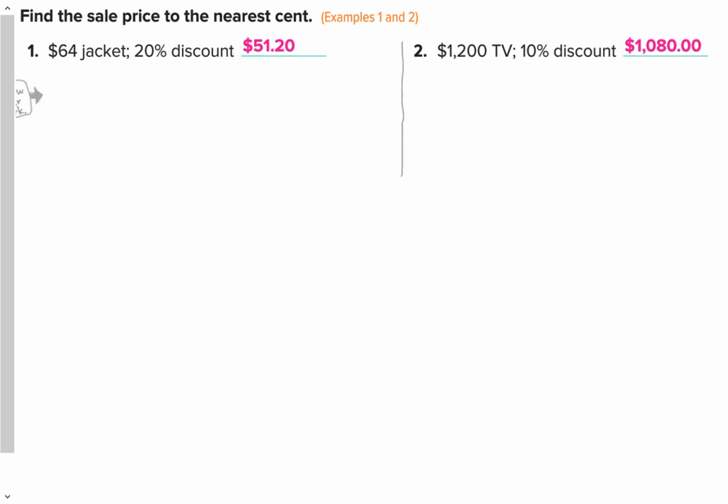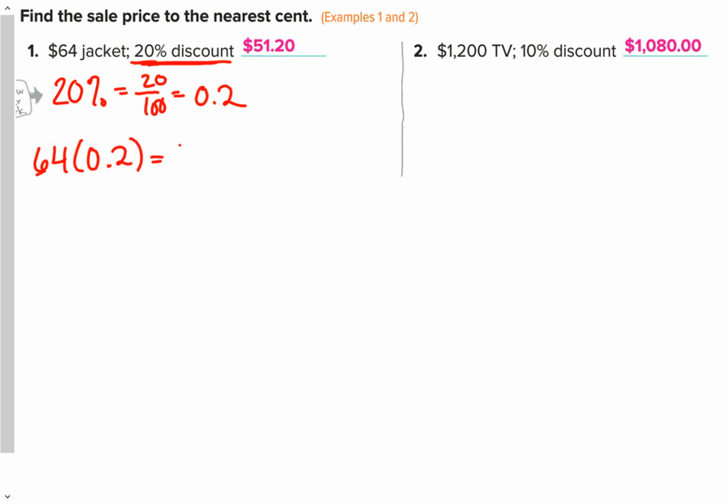Our first example is a $64 jacket at a 20% discount. So the first thing you want to do is find the amount of discount. So it's 20% off. And remember, 20% equals 0.2. So we would do $64 times 20%. That equals $12.80. That is your discount.